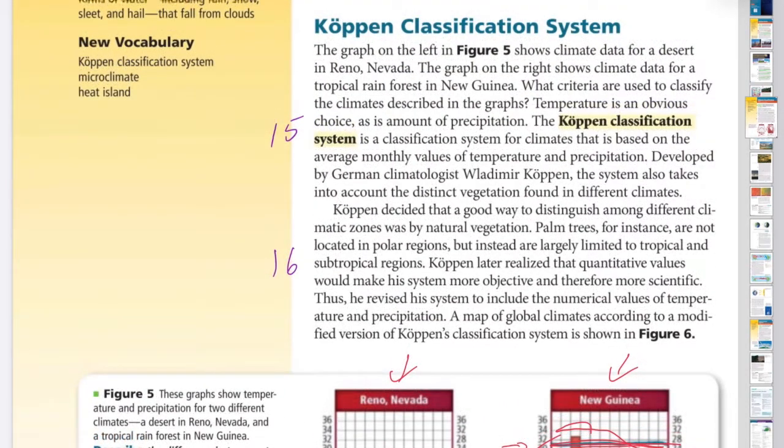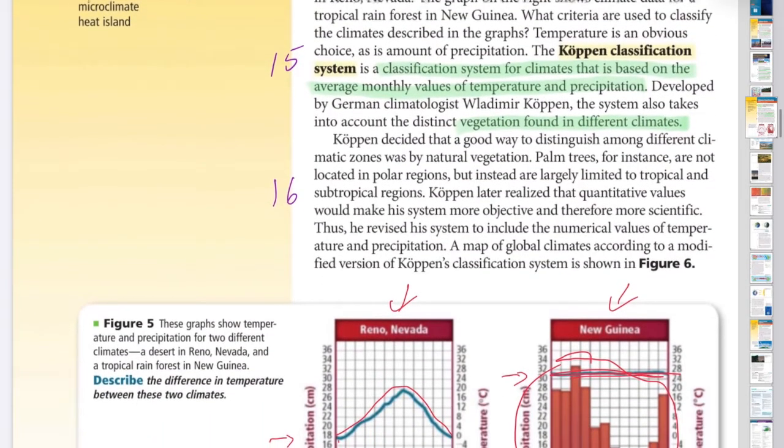Temperature is an obvious choice, as is amount of precipitation. The Köppen classification system is a classification system for climates that is based on the average monthly values of temperature and precipitation. Developed by German climatologist Vladimir Köppen, the system also takes into account the distinct vegetation found in different climates. Köppen decided that a good way to distinguish among different climate zones was by natural vegetation.